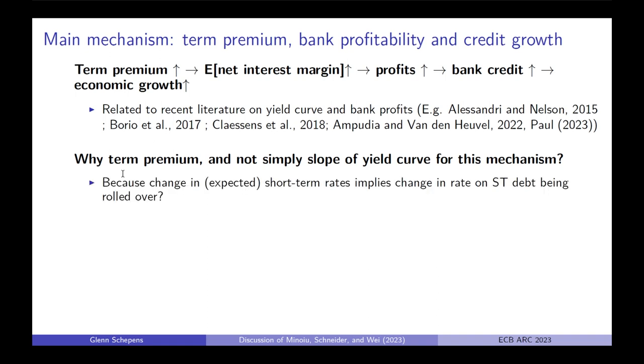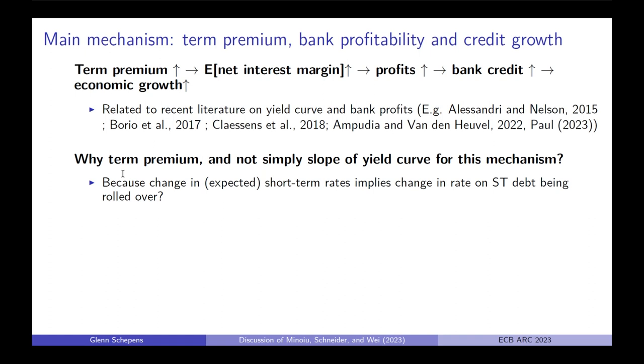Now, I think one way to think about it is that what they mainly have in mind is interest margin and profits on new loans. So, of course, if the slope in the yield curve increases due to an increase in expected short-term rates, then this implies that, given that these loans are funded by rolling over short-term debt, your funding cost also increases. So in the end, your net interest margin doesn't change in this case. And that's why it's important to focus on the term premium here.